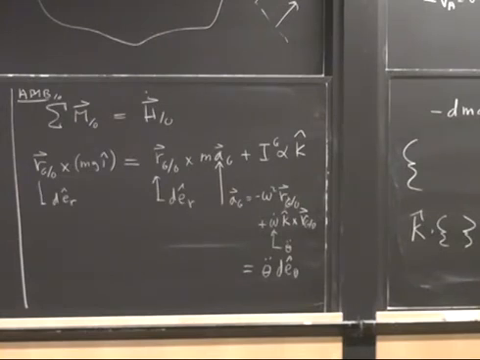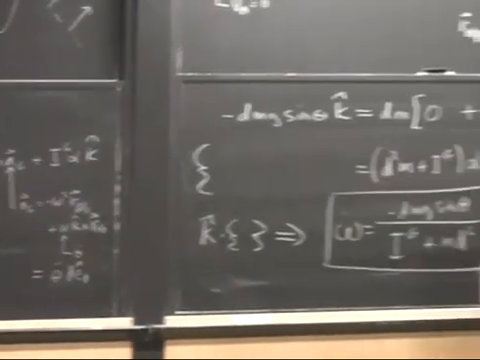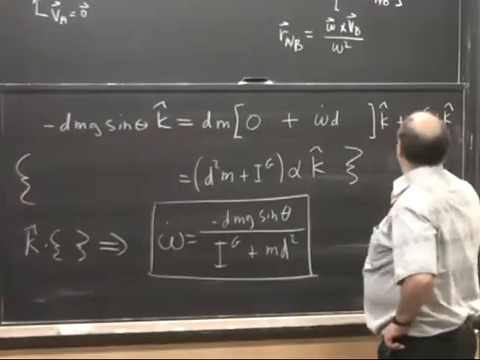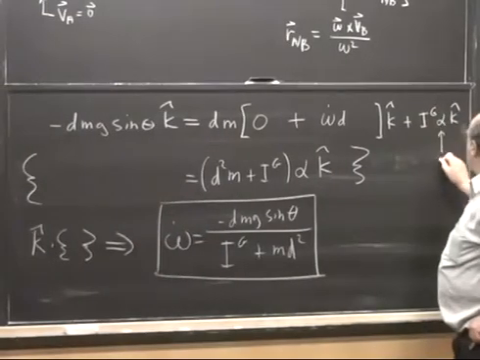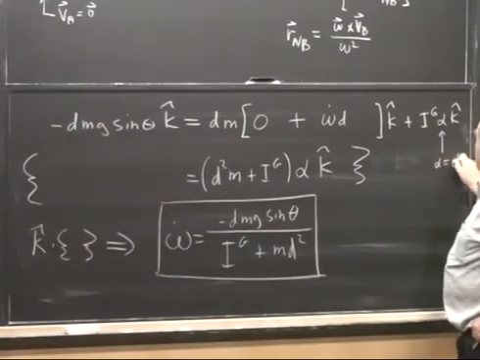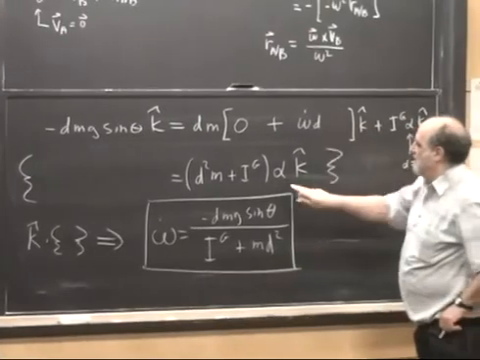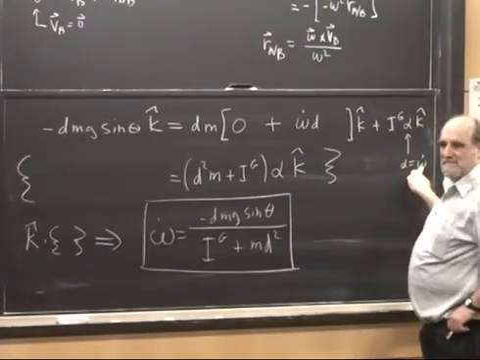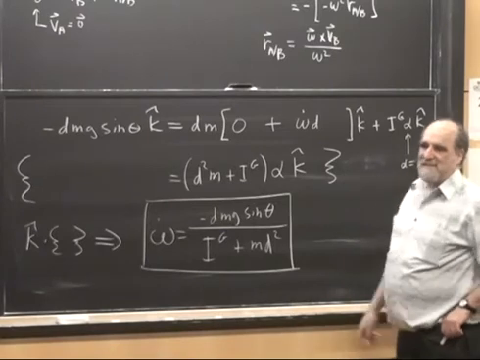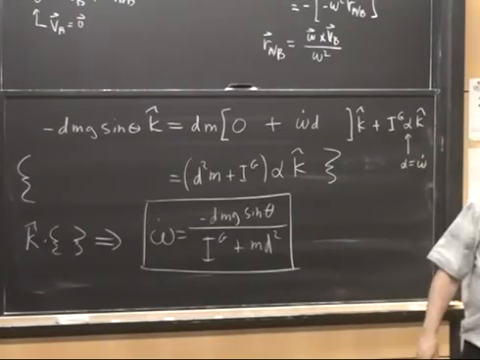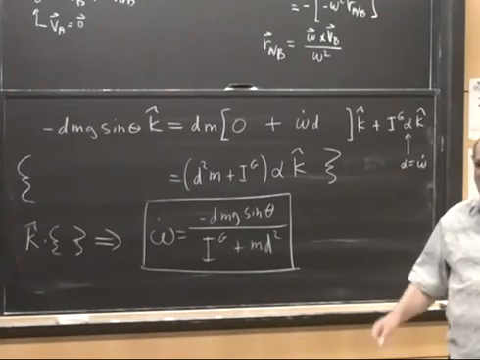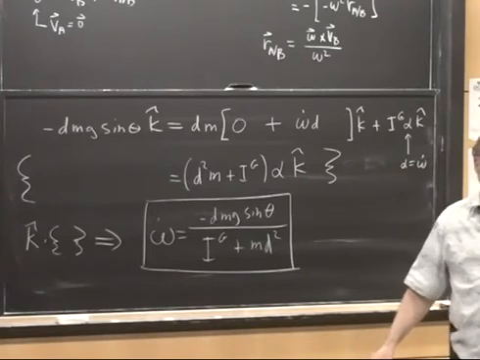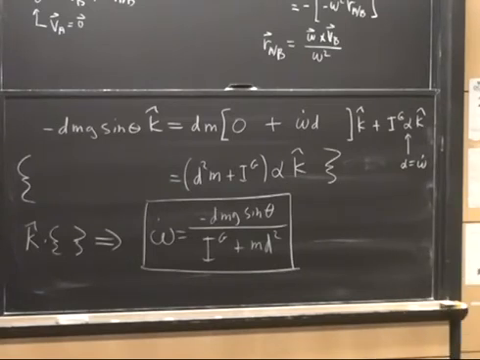Yeah? In the second line on the third board, where is omega dot? Omega dot is here. Alpha equals omega dot, and omega dot is here. So that's alpha, which is the same as omega dot. Okay. By definition, alpha means angular acceleration means omega dot. Okay, other questions?